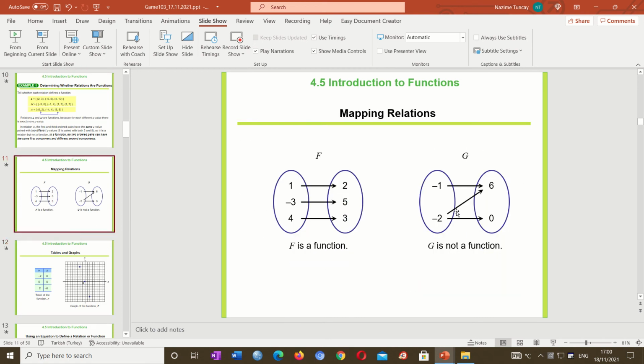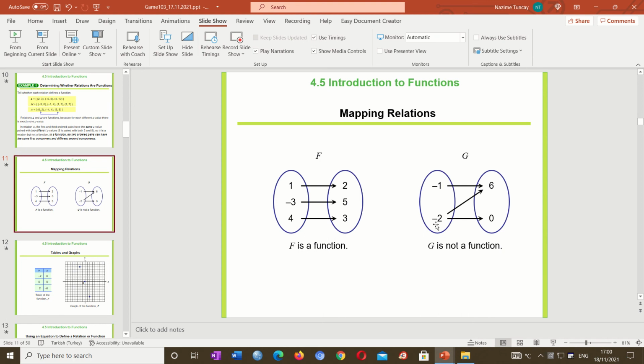Here, this one. This is 1 to many, okay? One of them goes to many. This is 1 to many. Please write in your notebooks: if we have 1 to many, then it's not a function, okay?